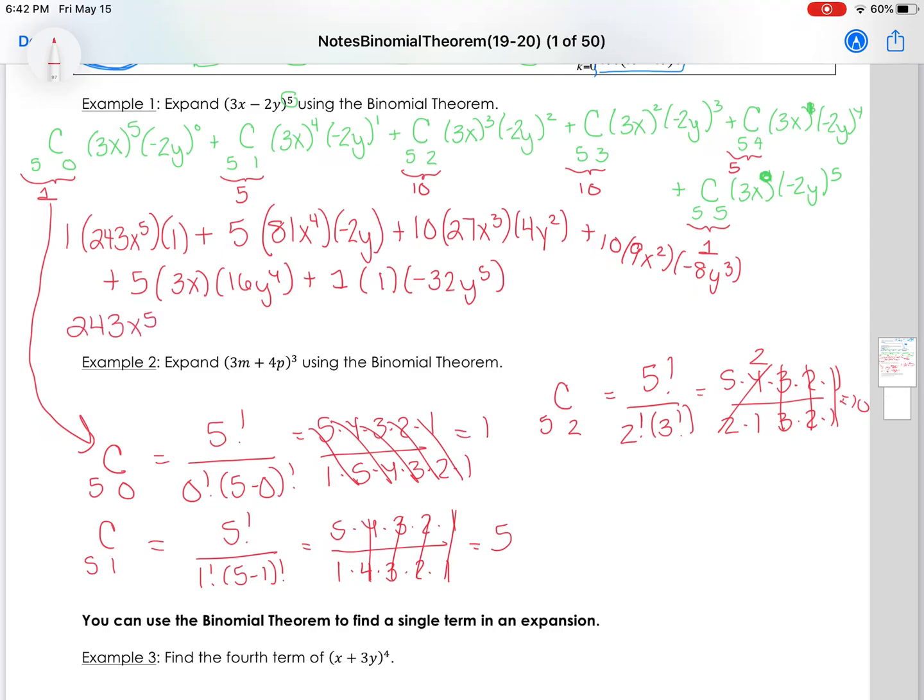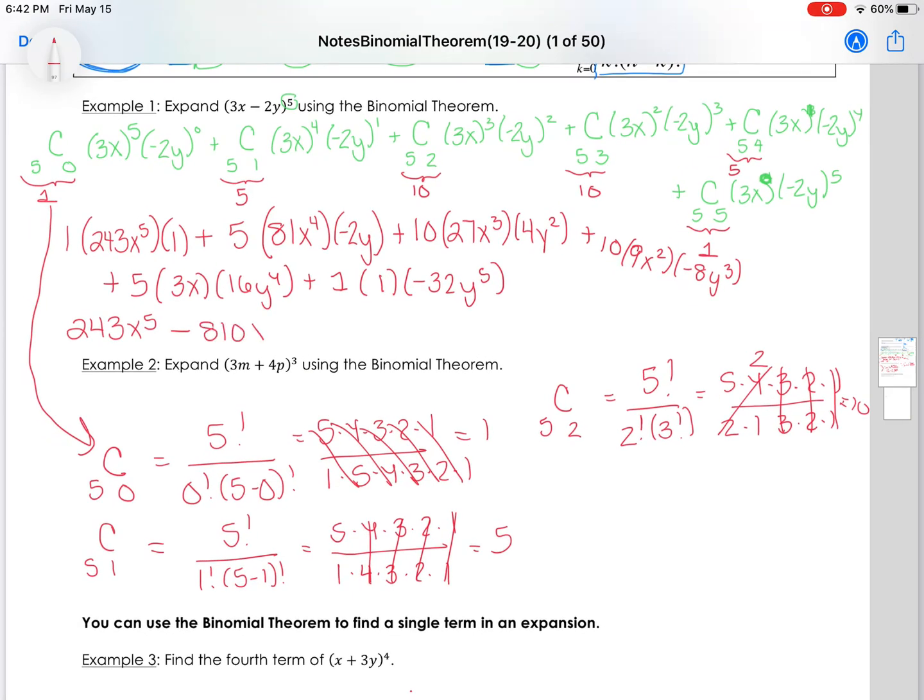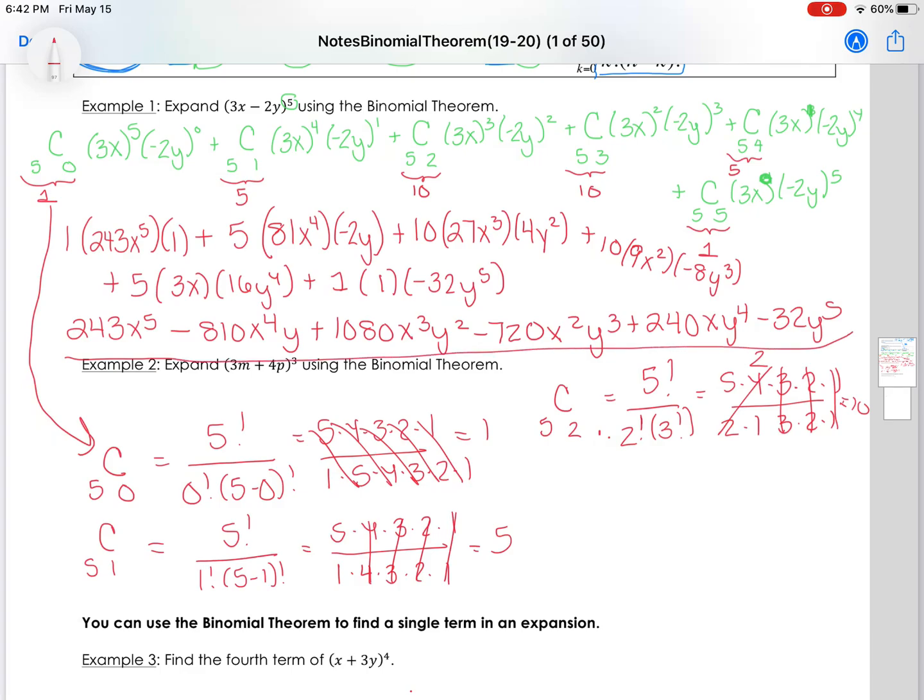So term number 1 is 243x to the fifth. Minus 5, 81, and negative 2 make negative 810, x to the fourth y. 10, 27, and 4 make 1080. So plus 1080, x to the third, y to the second. 10, 9, and negative 8 make negative 720, x squared, y to the third. 5, 3, and 16 make 240, plus 240, x, y to the fourth. And then we get negative 32, y to the fifth. So this huge thing right here, that is what your final answer is.